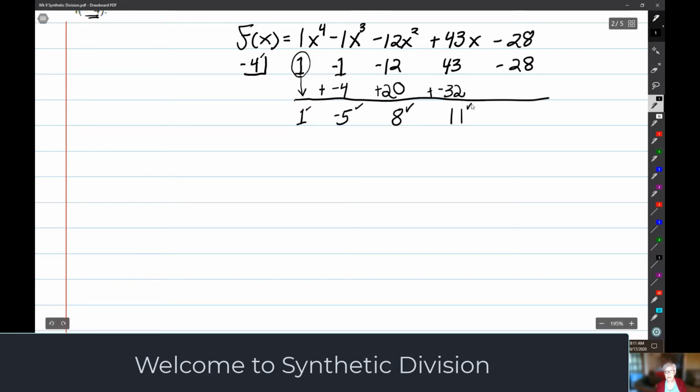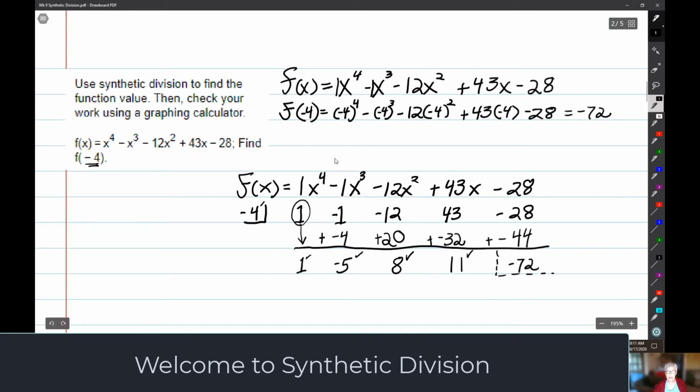Then I take the positive 11 and I multiply it by negative 4. That's negative 44, and I write it down right here. And then I add those two numbers together. Negative 28 plus negative 44 is negative 72. And this is the number that I got here by plugging negative 4 into every x.